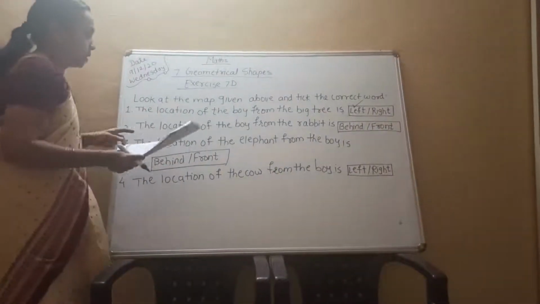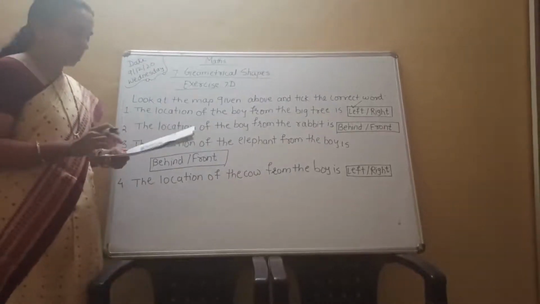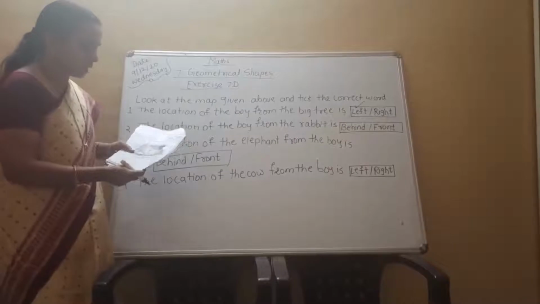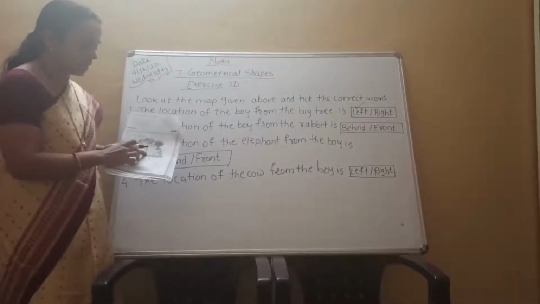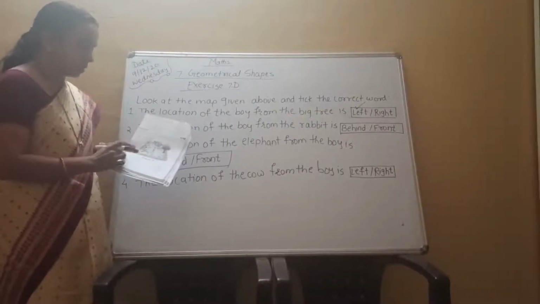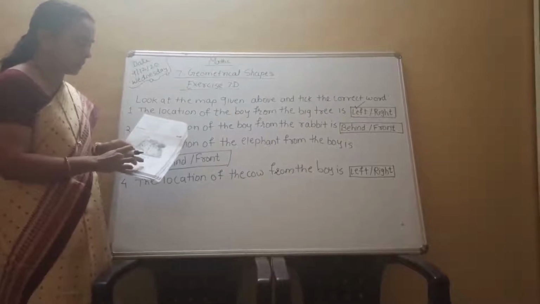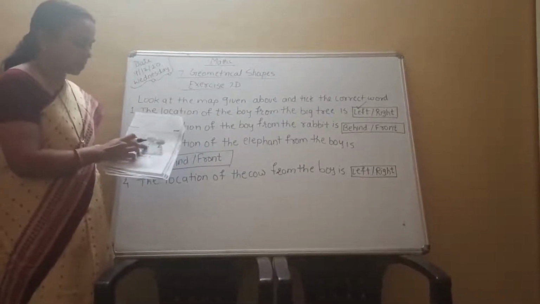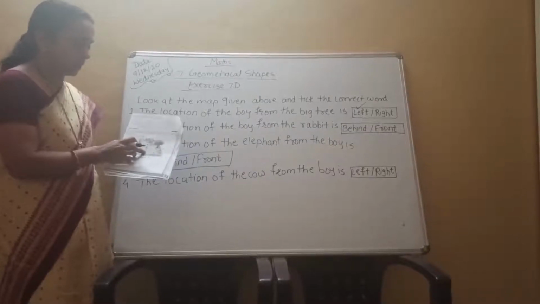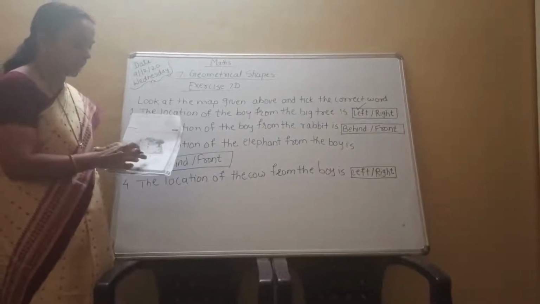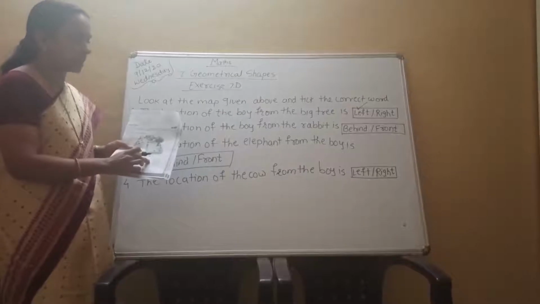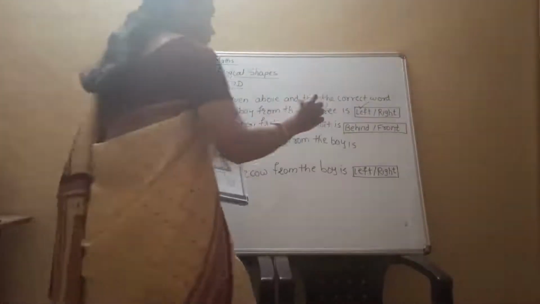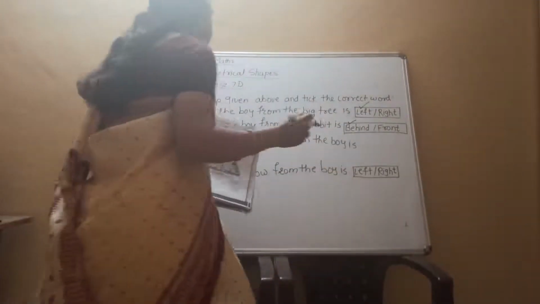Okay. Now see what is the second question. The location of the boy from the rabbit is. Now see, this is rabbit. Okay, this is boy. So the location of the boy from the rabbit is. Location of the boy. So rabbit is in front and boy is behind. So what is our correct answer? Our correct answer is behind. So you tick mark on this behind.